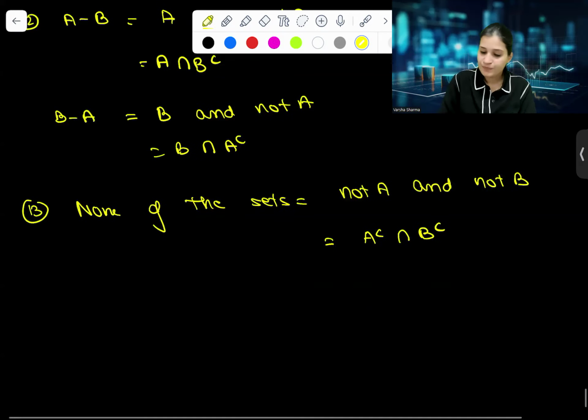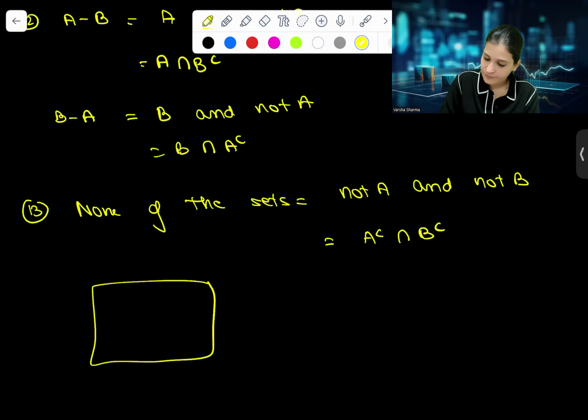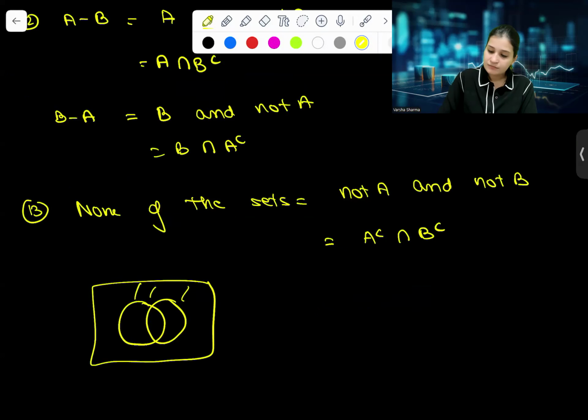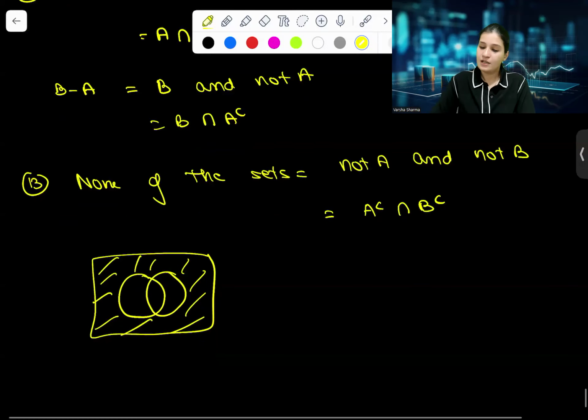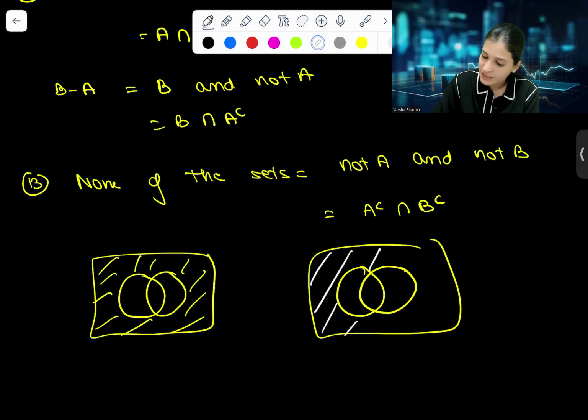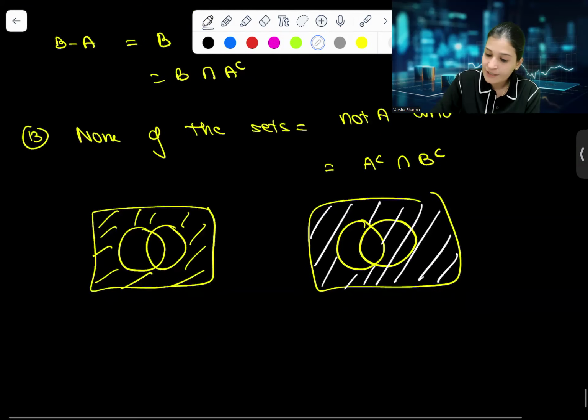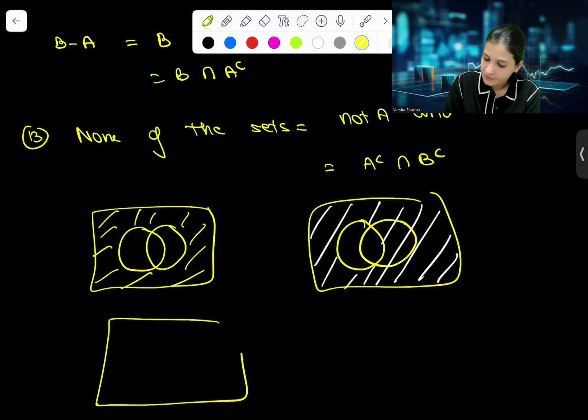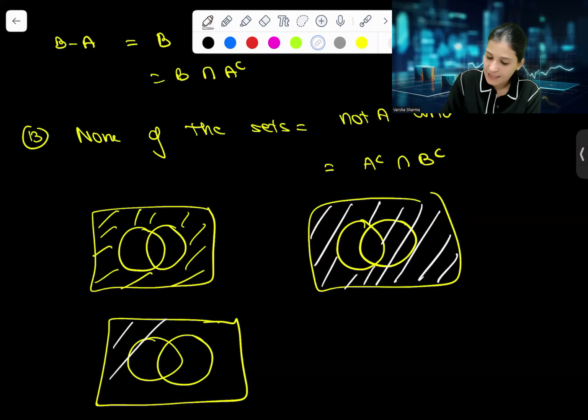Agree? How? This part is none, we know from the diagram. So first, what would be A complement? A complement will be everything outside the set A. When I talk about B complement, it will be everything outside the set B.